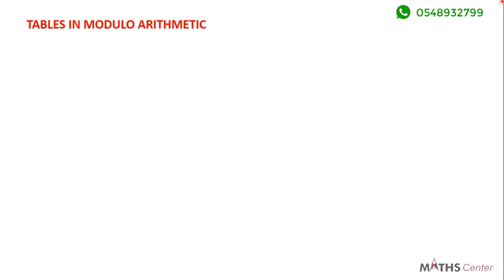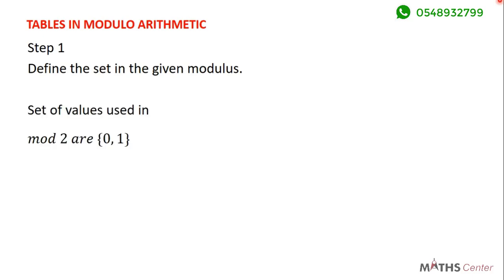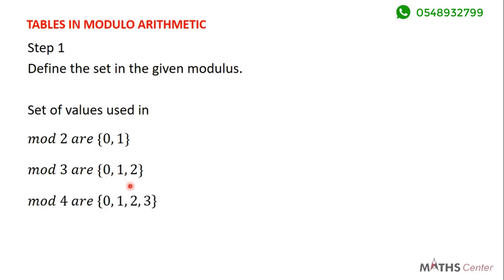Tables in modular arithmetic. To draw a table for an operation in a given modulus, the first thing you have to do is to define the set of values in that modulus. We have learned that in every modulus, there is a set of values that are used. So for example, in mod 2, the set of values used are 0 and 1. The set of values used in mod 3 are 0, 1, 2. In mod 4, the values are 0, 1, 2, 3. In mod 5, the values are 0, 1, 2, 3, 4.